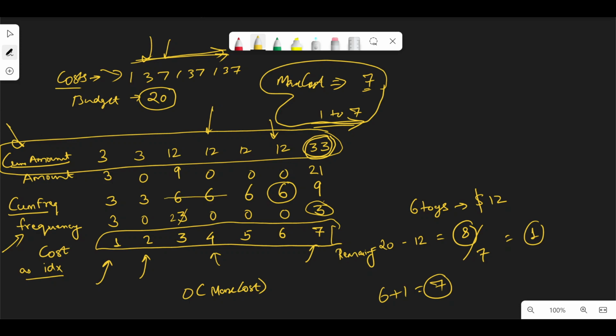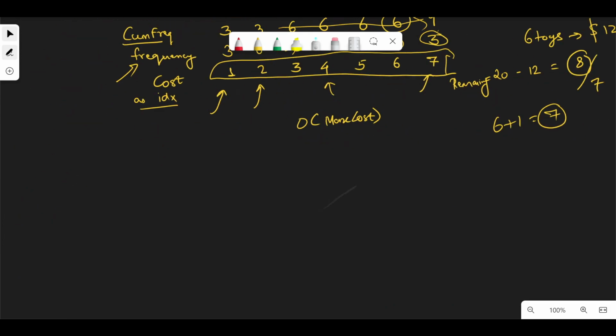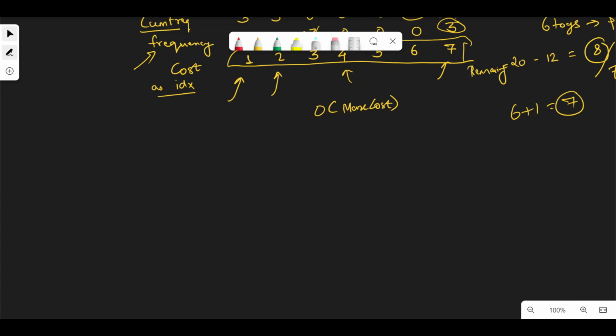The cumulative frequency from here on changes. The cumulative amount from here on changes. So we need to be able to use this approach over multiple queries. We need to be able to do a few things optimally, which is cumulative sum and update, right? One is update and the other is cumulative sum. Can we do these optimally over multiple queries? And the answer is yes.